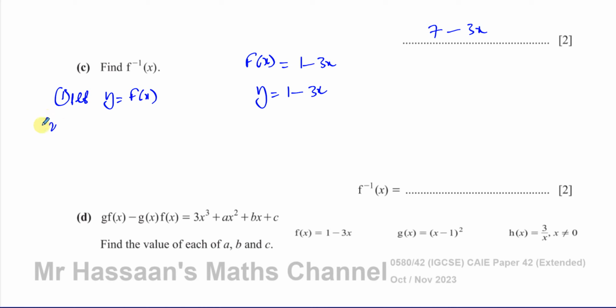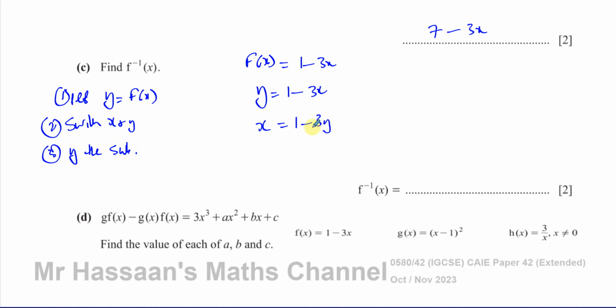The second step, we switch the x and y. Switch x and y. That doesn't mean rearrange them. Just wherever it says y, call it x, and wherever it says x, call it y. And the third step is to make y the subject. So we're going to make y the subject.